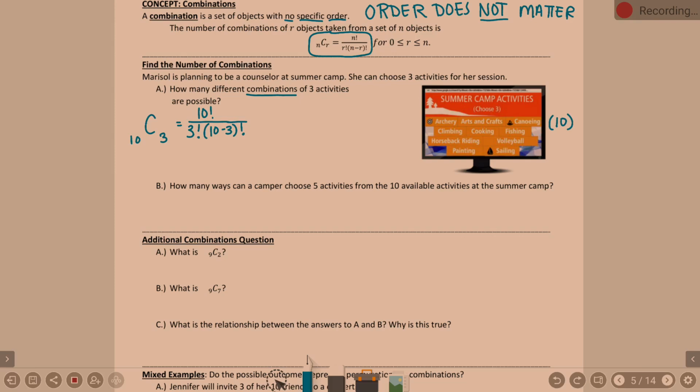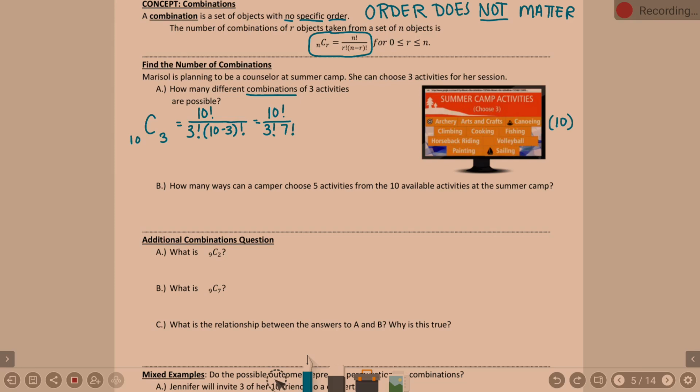Now, if we clean this up just a smidge, 10 factorial on top, and on the bottom, 3 factorial is 3 factorial. What about 10 minus 3 factorial? 7 factorial. Okay? Now, with that in mind, can we work this out? What does 10 factorial mean? 10, 9, 8, 7, 6, 5, 4, 3, 2, 1.